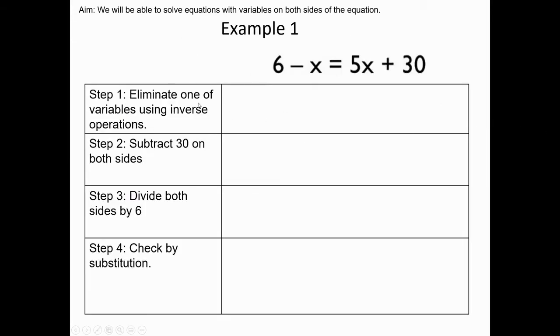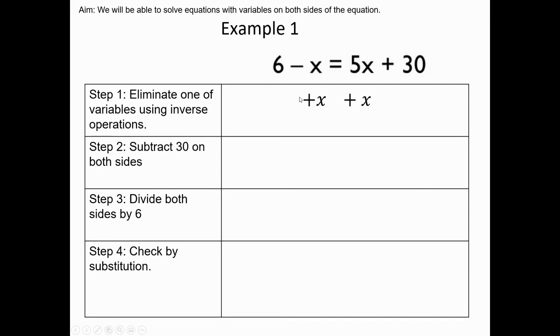So the first step is always eliminate one variable using inverse operations. The opposite of minus x is a plus x, because that will cancel out. On the left side, that leaves us with a 6. And on the right side, 5x plus x is 6x. So now this should look pretty familiar compared to last video, right? Because we have to do inverse operations now.